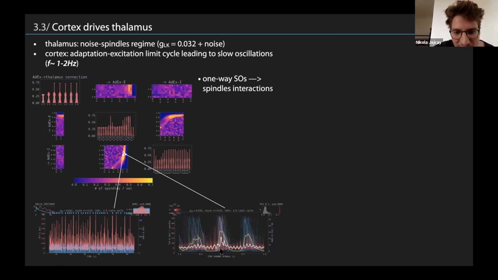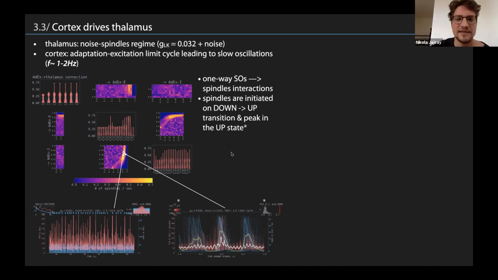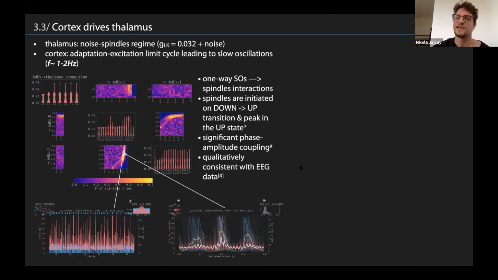And the plot on the right is very nice because we can see individual spindles, how they match up. So I did a spindle detection algorithm and then plotted around their peak. And we can see here spindles in white and the cortical slow oscillations in green. And what is very nice, it seems that the spindles are initiated on the down to up transition in the slow oscillation and peak in the up state. We also observe significant phase amplitude coupling, which is very nice because this is all qualitatively consistent with EEG data.